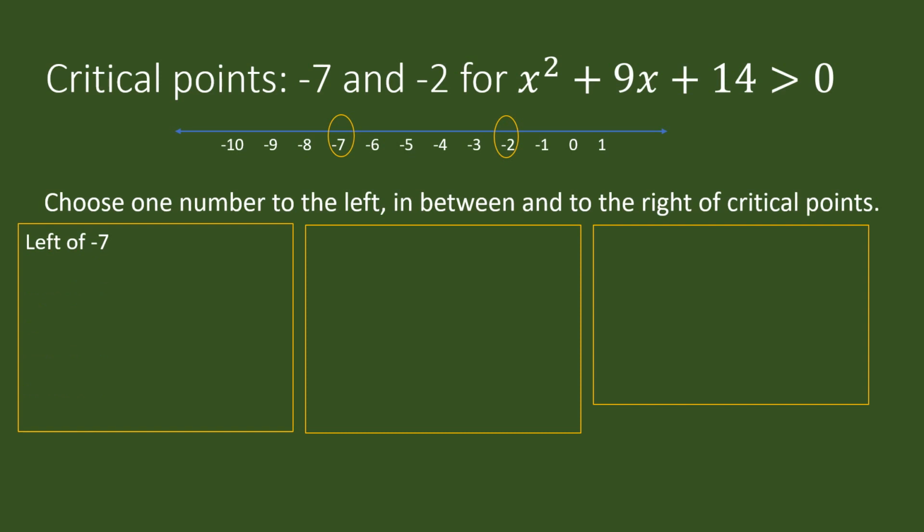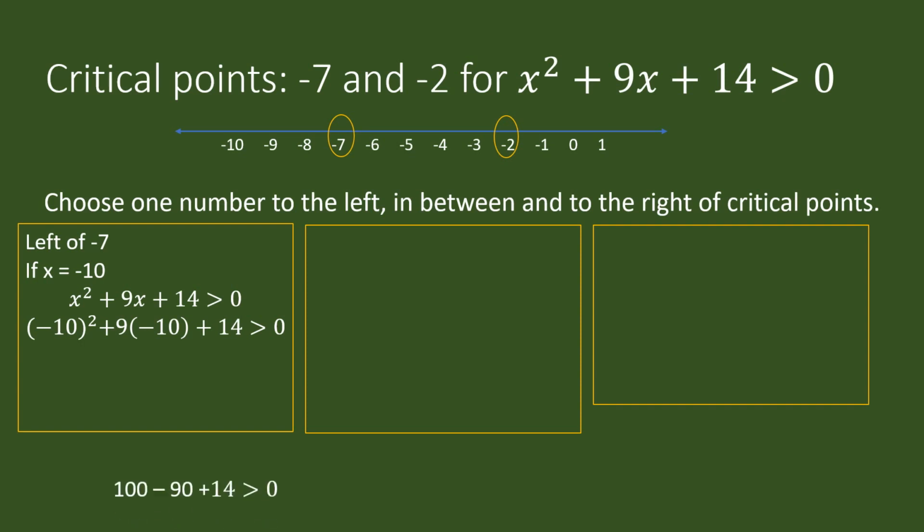Let us choose a number to the left of negative 7. Let me use negative 10. Substitute in the inequality x squared plus 9x plus 14 is greater than 0. It is now the square of negative 10 plus 9 times negative 10 plus 14 is greater than 0. Simplified, the square of negative 10 is 100. 9 times negative 10 is negative 90. So 100 minus 90 equals 10 plus 14 equals 24.